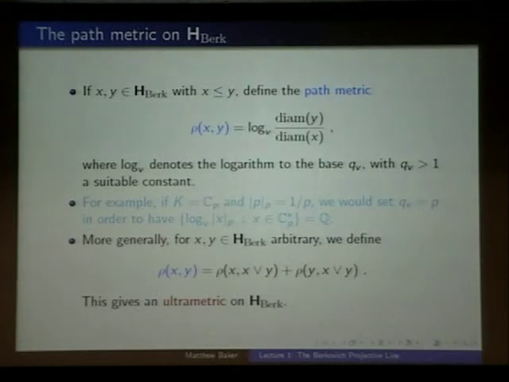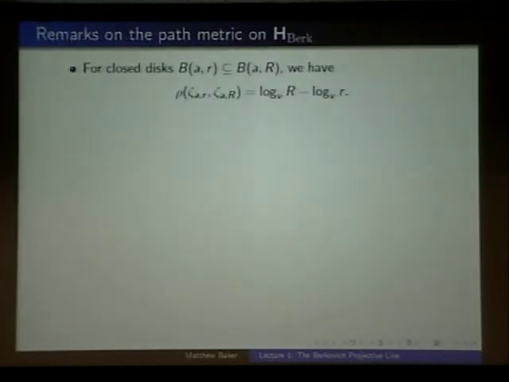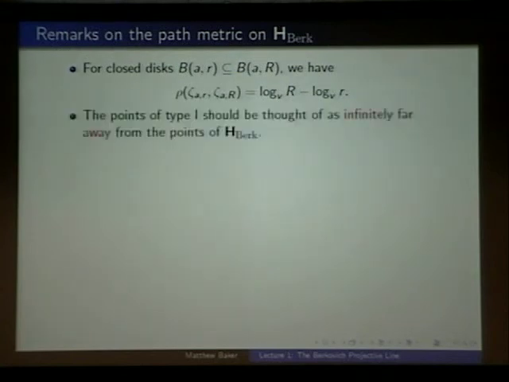And the log sub v is just some suitable normalization. So if K is Cp, then I just want to take logarithms to the base p, so that rather than getting some irrational numbers, my logarithms are rational numbers. But since I haven't told you what K is in general, log sub v will just be some suitably normalized logarithm. And so the main point is that for one disk contained in another, this is just some very concrete thing, log of the big radius minus log of the small radius.